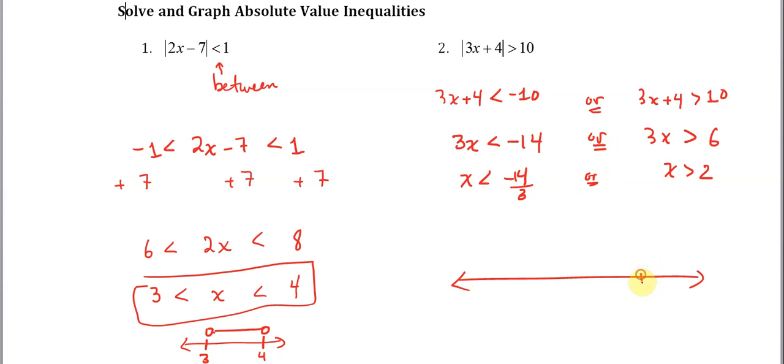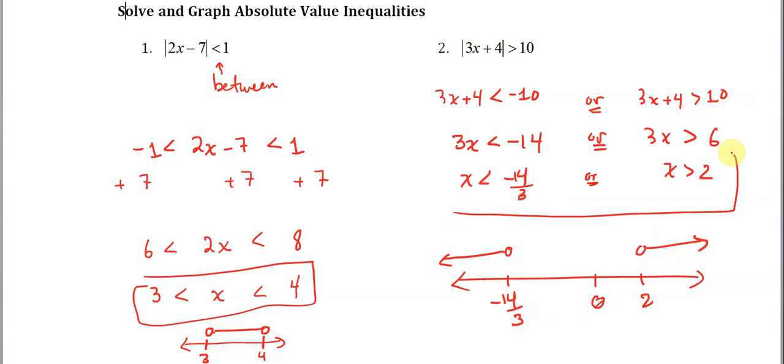We have a 2 right here, and x is anything bigger than that. And then we have negative 14 thirds. Okay, so that's a little bit bigger than negative 4. That's a 0 right here. And x is anything less than that. So both of these arrows here are correct. It can be one or the other.